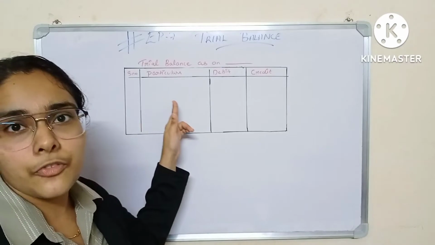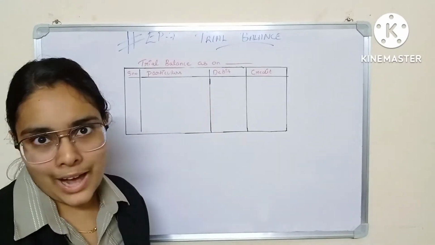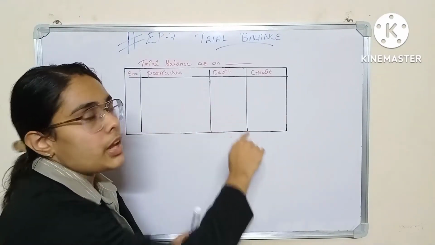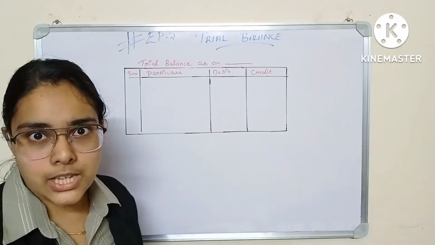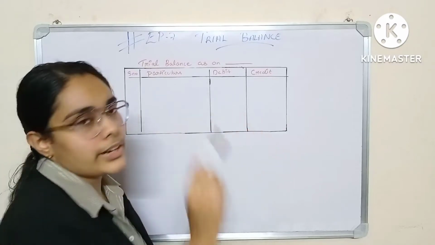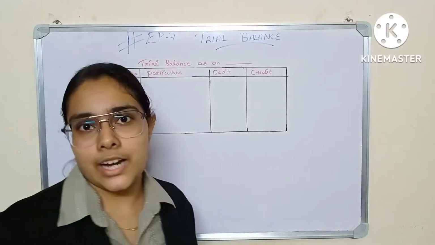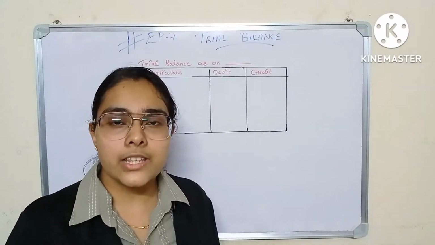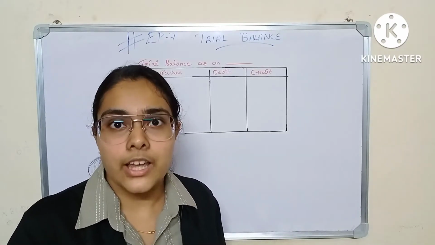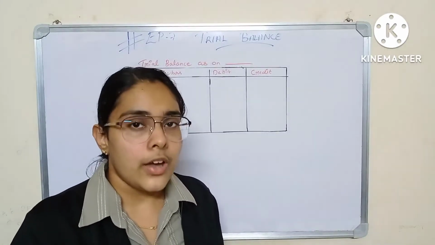If you're writing an asset, it will always have a debit balance, right? So you will write the asset here and fill the debit column. If you are talking about a liability, you will write the name of the particular liability and fill the credit column. I'll give you an example. Let us consider an asset account, your debtors account. Debtors are your receivables. They are going to give you money. They are the persons who owe money to you, right?